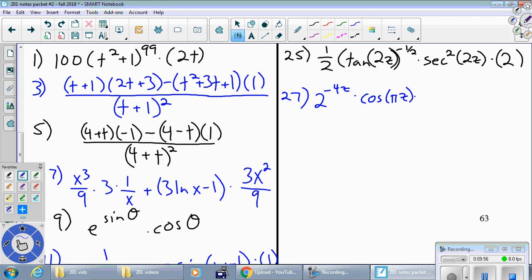Derivative of pi z is just pi. It's like the derivative of 8z would just be 8. That's the first part of the product rule, plus second, so we're copying sine of pi z, times the derivative of the first. 2 to the stuff, that is like a to the x. So 2 to the negative 4z stays 2 to the negative 4z, times ln of 2, that's part of the a to the x rule. And then, I'm going to try to squeeze it in here, times the derivative of negative 4z, which is negative 4.